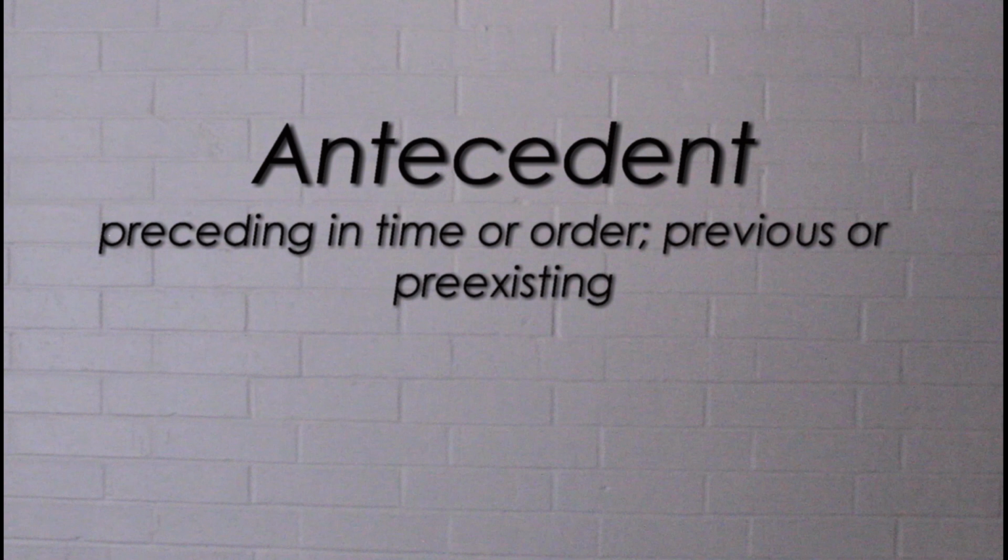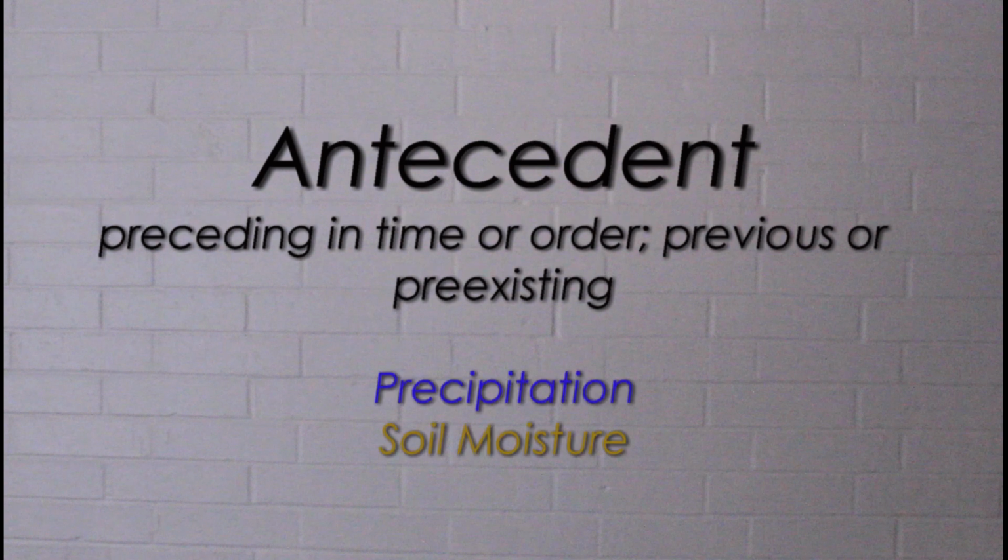Now, how is that possible, you might be thinking? The answer to that, my friends, is antecedent conditions. Antecedent is defined as preceding in time or order, previous or pre-existing. So, in our case, the pre-existing conditions we're interested in are precipitation and soil moisture.